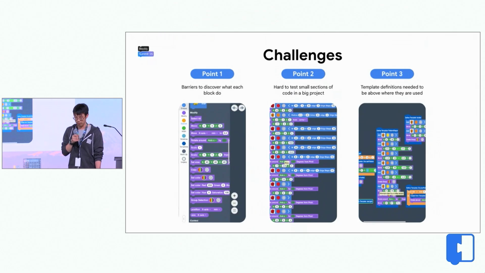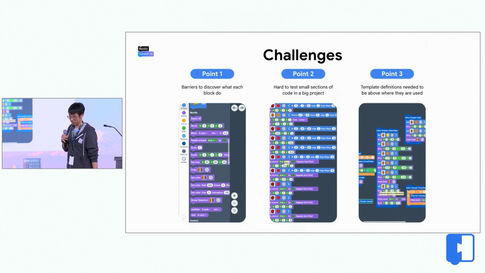We found that it can be difficult for new users to understand what each block even did in our toolbox, unless you assemble a few together just to start. And it's also hard to test small sections of code when you have this huge stack in a big project. We've had users just use conditionals to separate certain sections just to test those smaller chunks. And another technical limitation that we've had with templates specifically is that definitions, we have these define blocks and then using the template blocks, and they had to be positioned above everything else to be defined correctly.